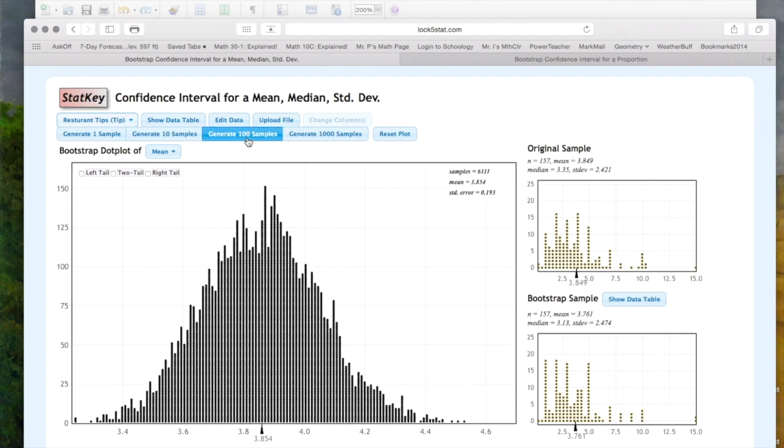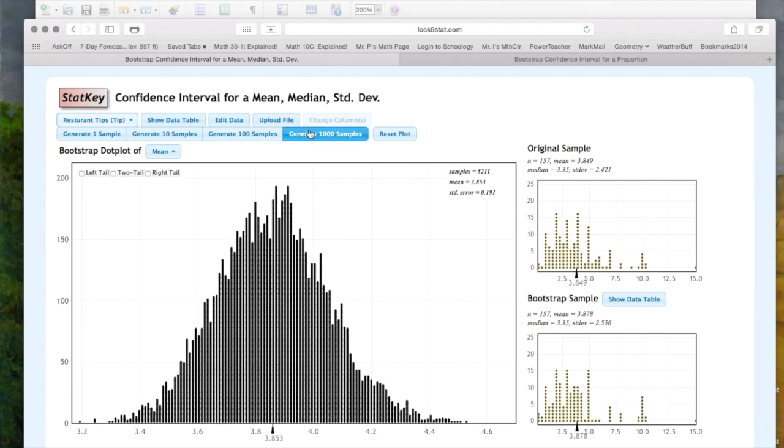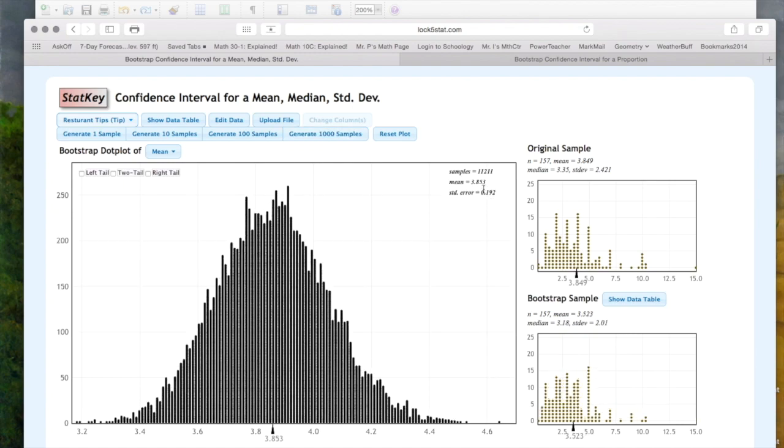And when is enough? When should you actually stop? There's no golden rule here. We could be going on for as long as we want. If you notice these numbers here, they're not changing all that much.